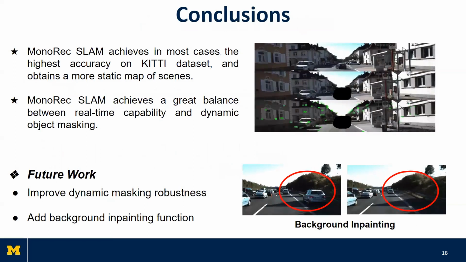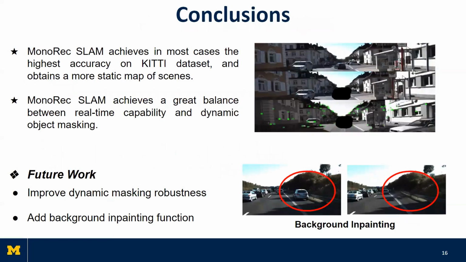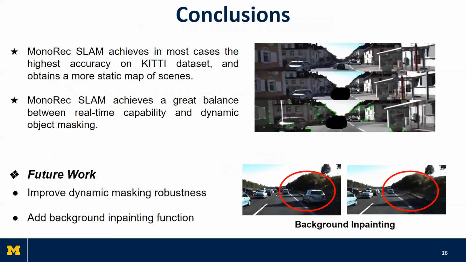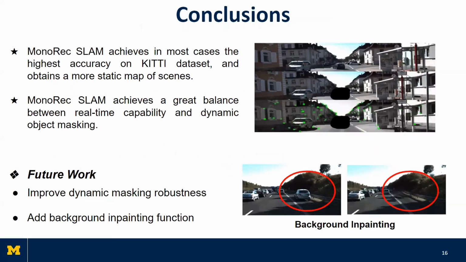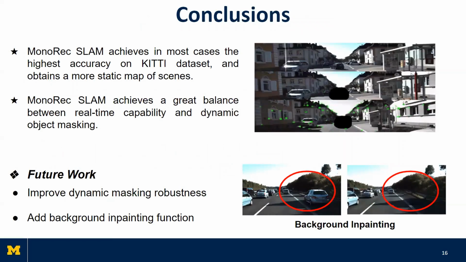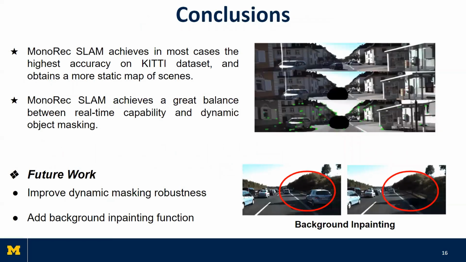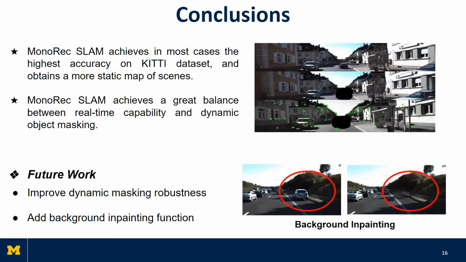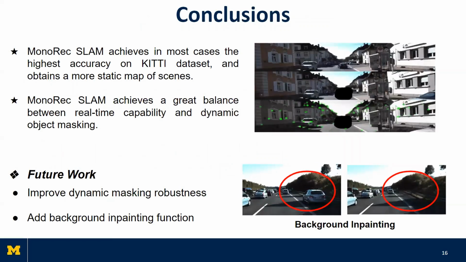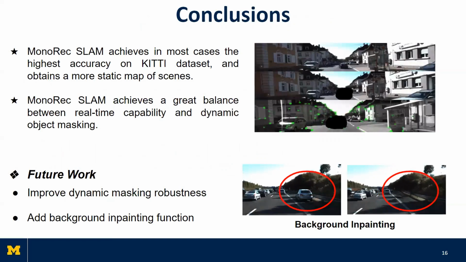So in conclusion, MonoRec SLAM achieves in most cases the highest accuracy on the KITTI dataset and obtains a more static map of things. At the same time, comparing with DynaSLAM and YOLACT, MonoRec is the only method that can provide both high accuracy dynamic object masking and real-time operation.